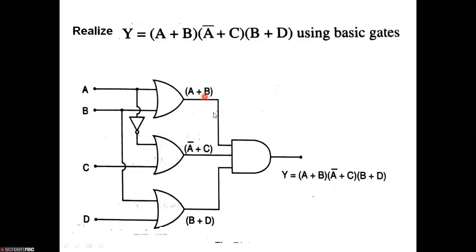So this is the first input, that is A plus B. Next is A bar plus C. Next is B plus D. Now these 3 inputs are going to the AND gate and the output is Y equal to (A plus B) into (A bar plus C) into (B plus D). I hope this is clear to all of you. This is how we are realizing this one.